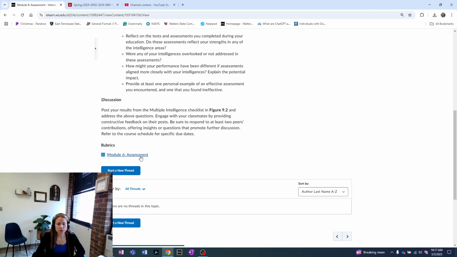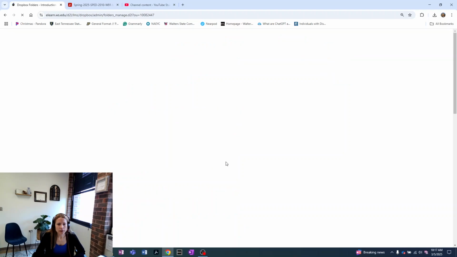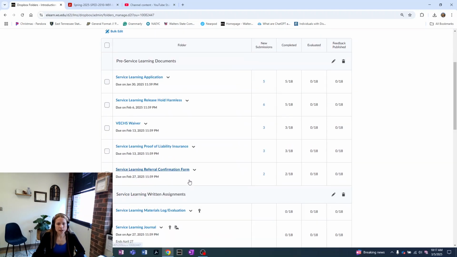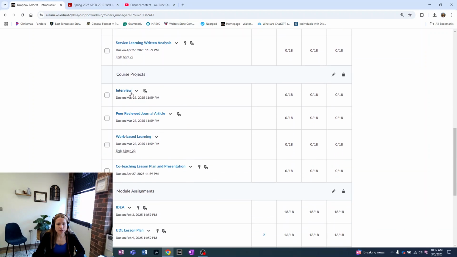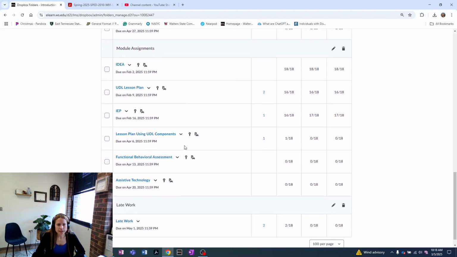I do have a rubric here that tells you the criteria for this assignment and how you're going to be graded. All right, so that pretty much covers Module 6. Don't forget that this is due on the 23rd. I'll show you the Dropbox. And also, if you chose to do the project, interview or peer-reviewed article, that is due on the 23rd. I will be getting with my work-based learning students about yours as well.